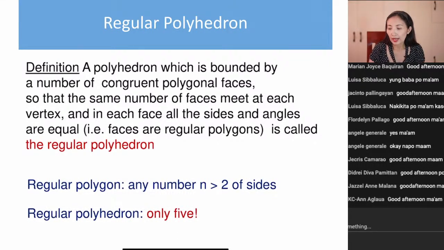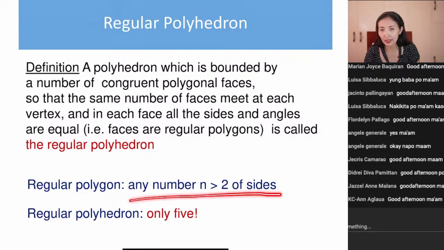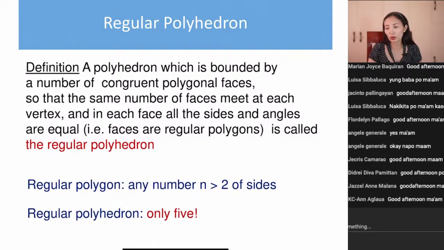Now, a regular polygon for any n greater than 2 number of sides. Number of sides n greater than 2 means 3. So a triangle, and then a square, pentagon, and so on.